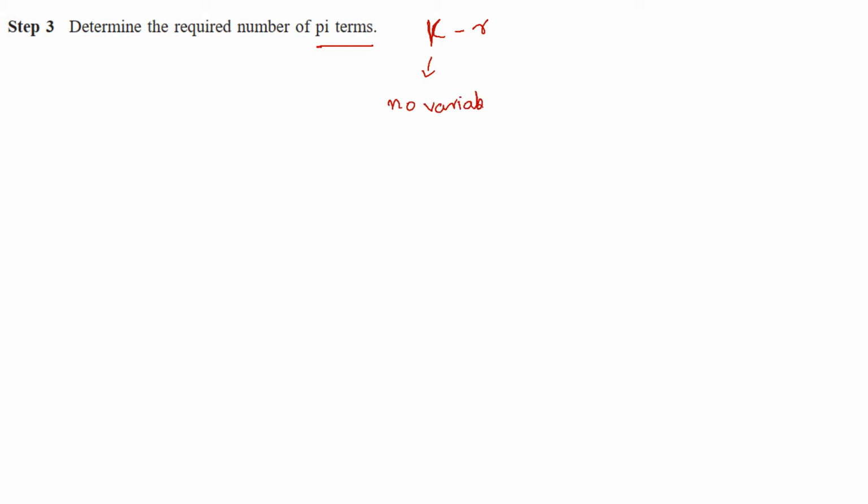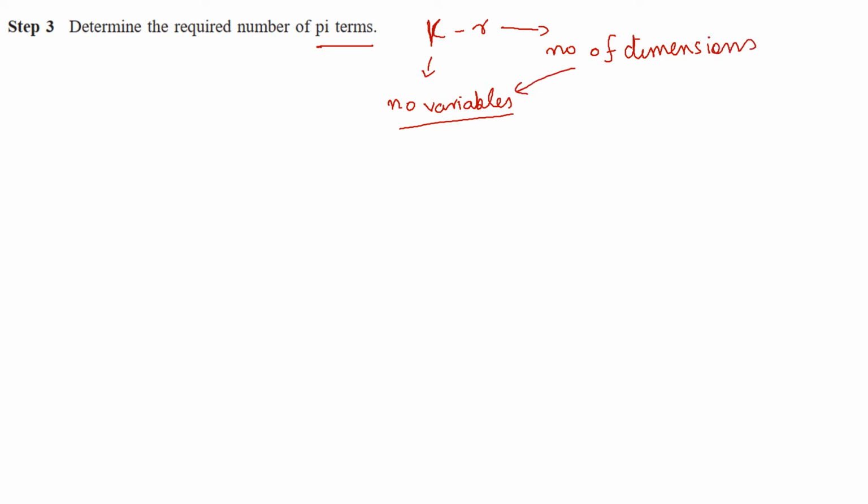In step 3, we need to determine our pi terms, and to determine our pi terms we need to use the Buckingham Pi Theorem. The Buckingham Pi Theorem tells us that the number of pi terms will be equal to k minus r. K is the number of variables that are involved in a particular experiment, and r is the minimum number of dimensions that are required to represent these variables.